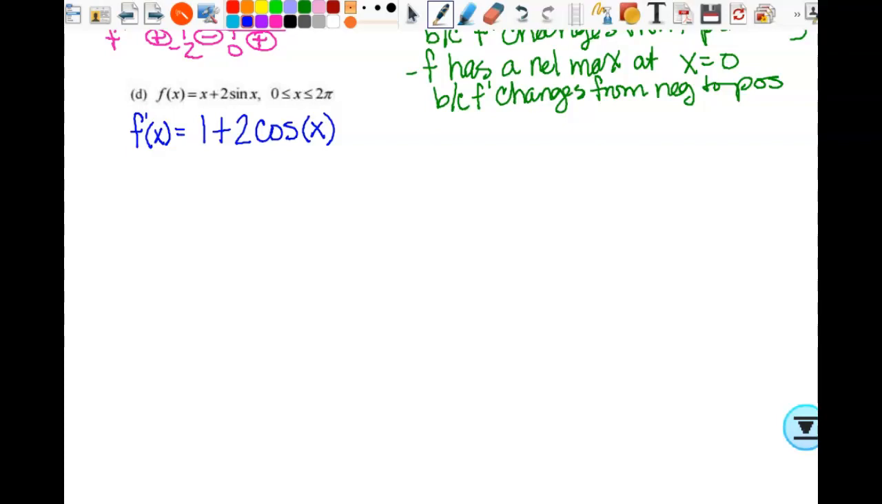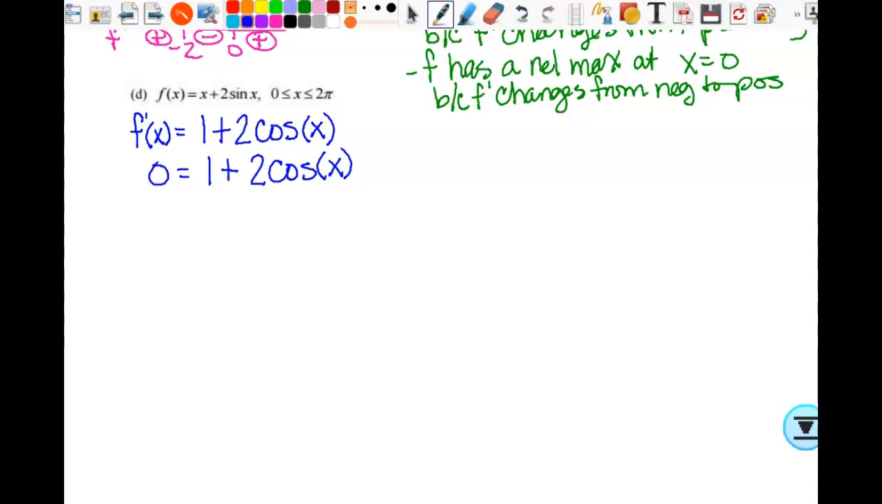Now, what do I need to do with my derivative? Equal to 0. So I'm going to set it equal to 0, and I'm going to get 0 equals 1 plus 2 cosine of x. Okay? Then what you really should ask yourself before you continue is, should I factor?